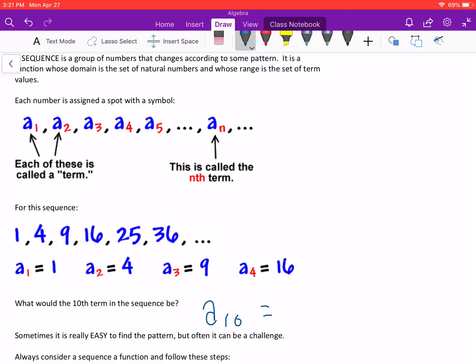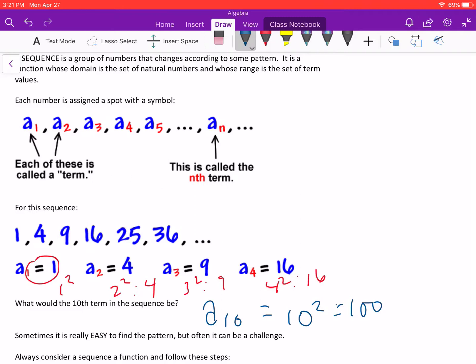And we would need to think about this. If we look at this pattern, a sub 1 is 1. That's the same thing as 1 squared. 2 squared is 4. 3 squared is 9. 4 squared is 16. So then a sub 10 would be 10 squared, which is 100. We can do this for any nth term in that sequence.